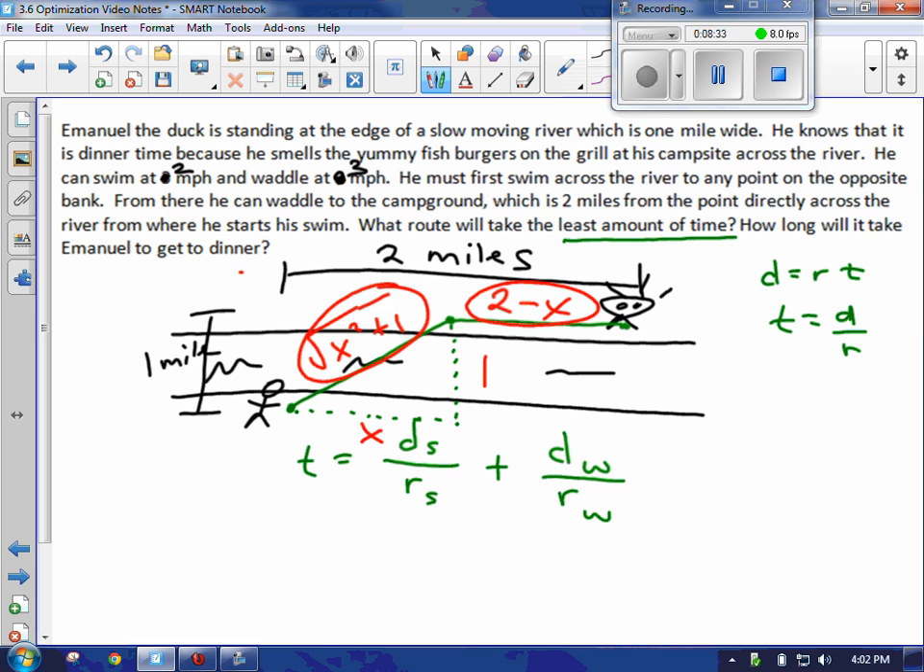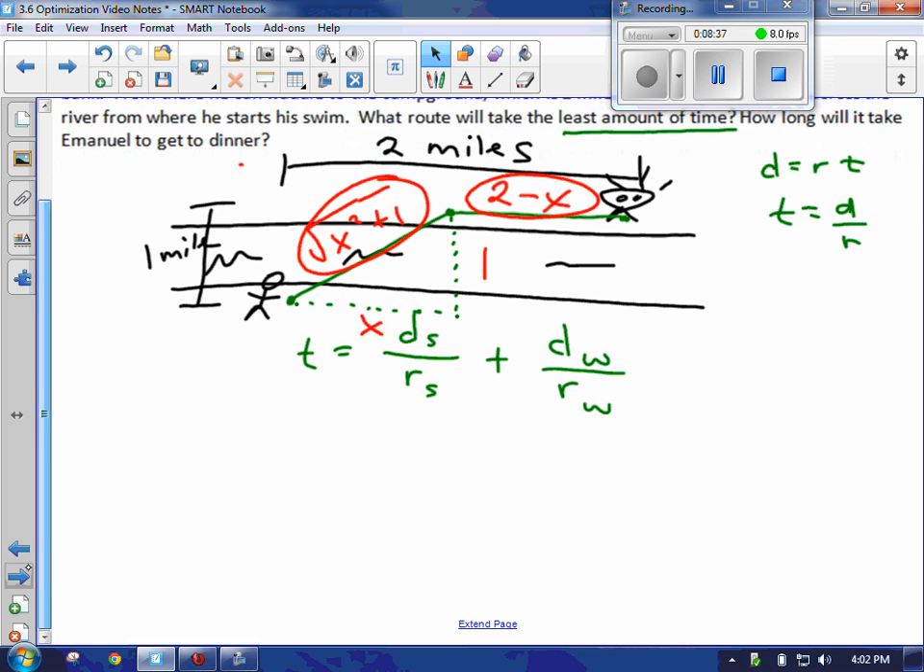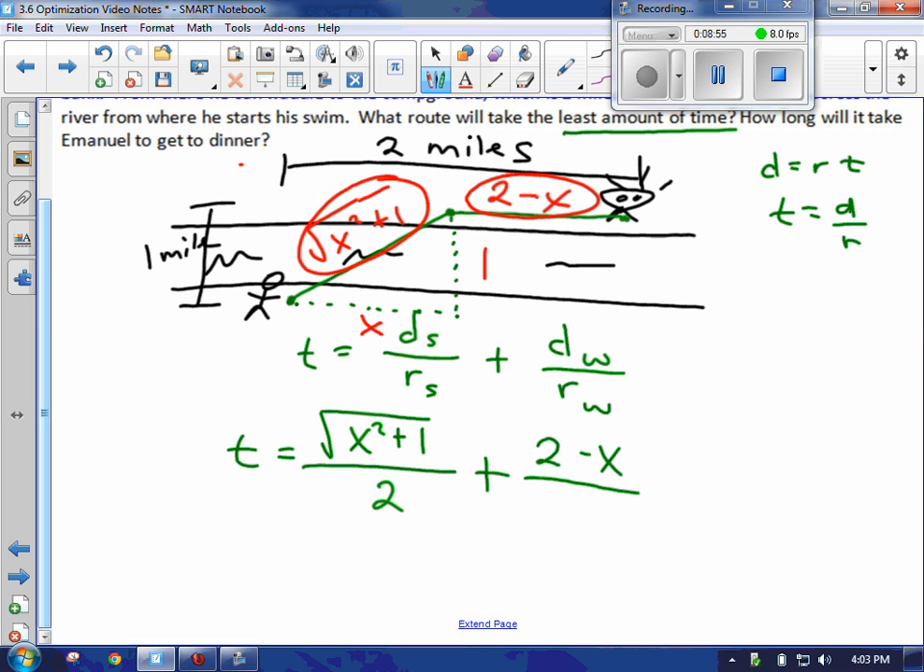So now we have the distance that he swims and the distance that he walks in terms of one single variable. All right, so now let's take the formula that I wrote and rewrite it all in terms of x. So his total time: the distance he swims is the square root of x squared plus 1 divided by the rate that he swims, which we switched to 2 miles per hour, plus the distance he walks, 2 minus x, divided by the rate, which was 3. So this is our equation for the time that it will take him to cross the river. So now what I want you to do is take the derivative, set it equal to 0, and solve.